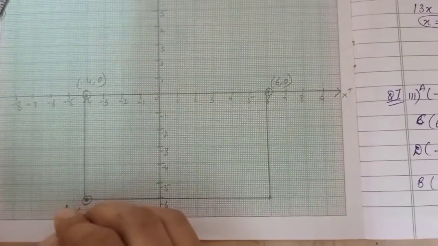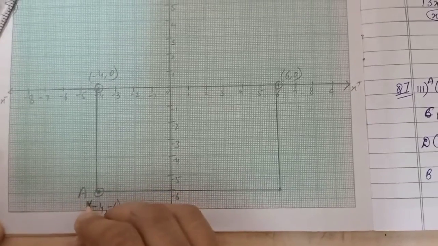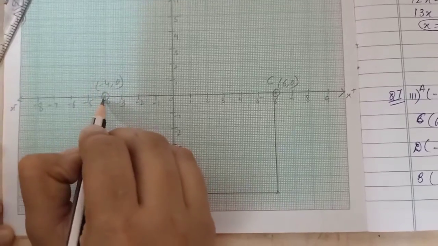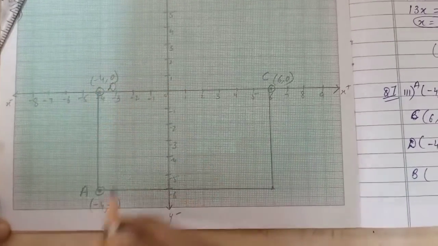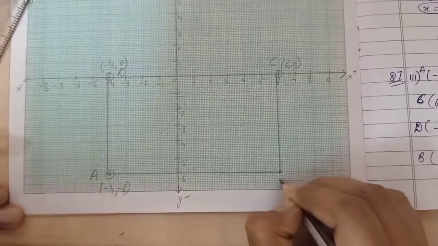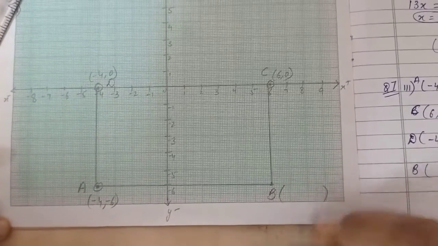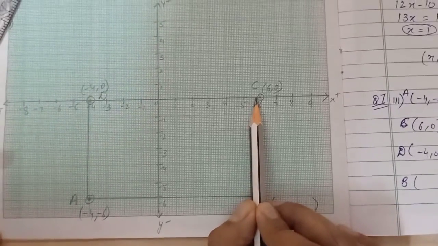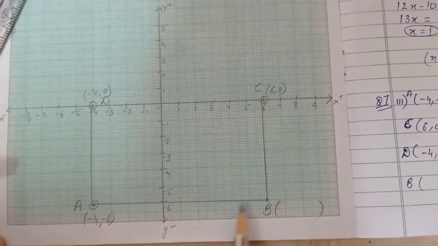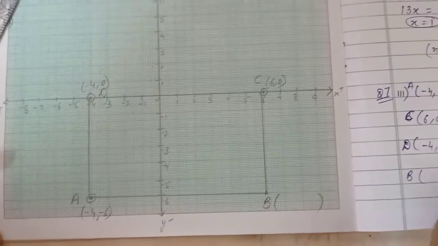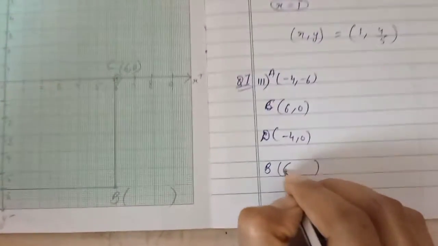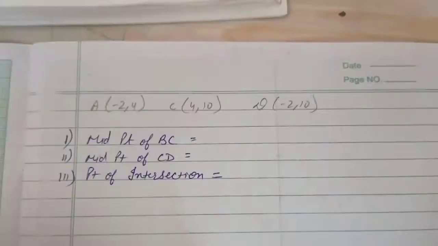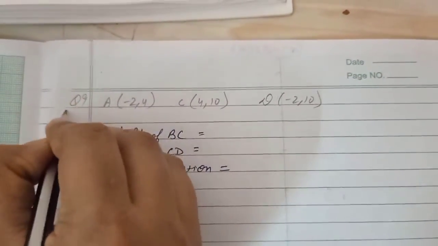This was the coordinate A. Then 6 and 0 was named C. This coordinate is named D. So look here, A, this will be B. And you are asked to find the coordinate of B. Now tell me what will be the coordinates of B. What is x of B? That is 6. And what is y of this? Minus 6. So the coordinates of B are 6 and minus 6. This is your answer.